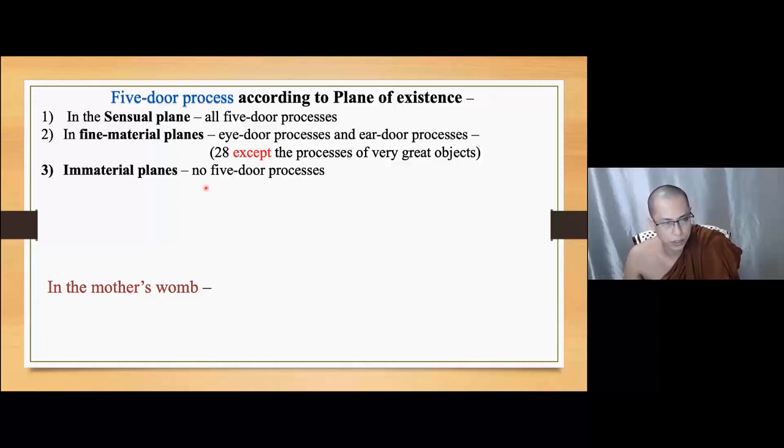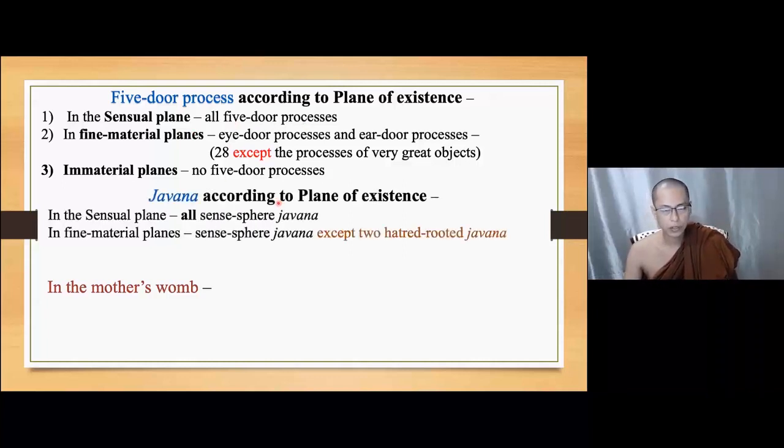the object. That's why in the immaterial, we know now the three types of plane of existence. In the respective planes of existence, what types of mental process can arise? Then according to the plane of existence, let's focus on the Javana. In the sensual plane, all the sense-sphere Javana can arise. So you may remember what the sensual sense-sphere Javana are. Sense-sphere Javana are 29. Now we know which consciousness can arise in which realms, that we can identify.